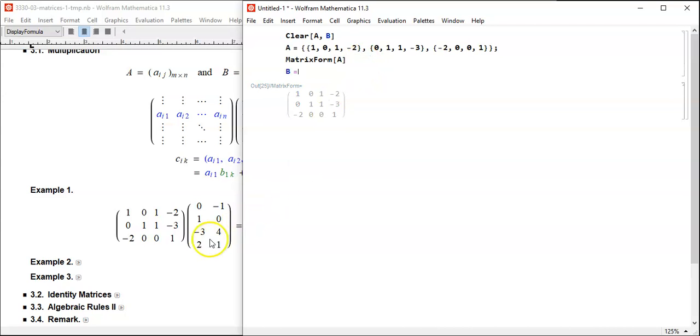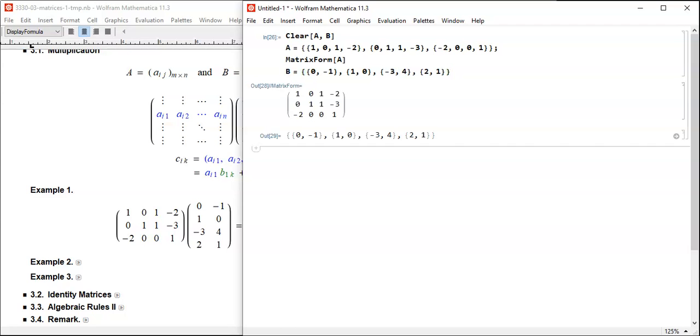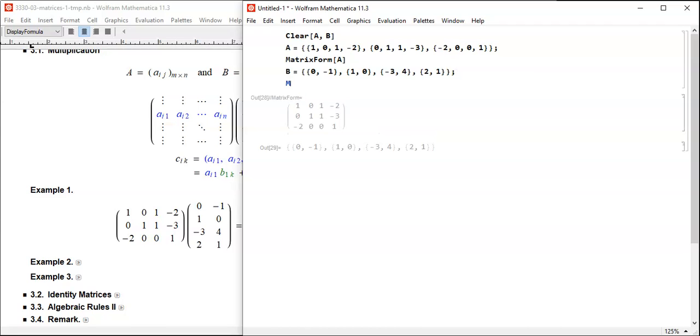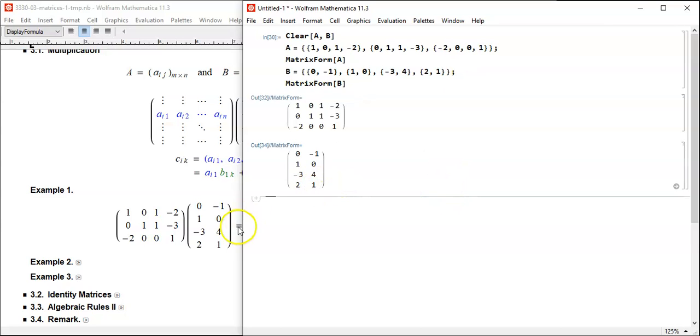Now, how about the other matrix? This one. Brace open for the big parenthesis outside, and then first row, second row, third row, and that's my B. I can enter it, but this one doesn't really look good, so let's do that, but without actually showing anything. Semicolon, and then show me the matrix form. And does it look like this?